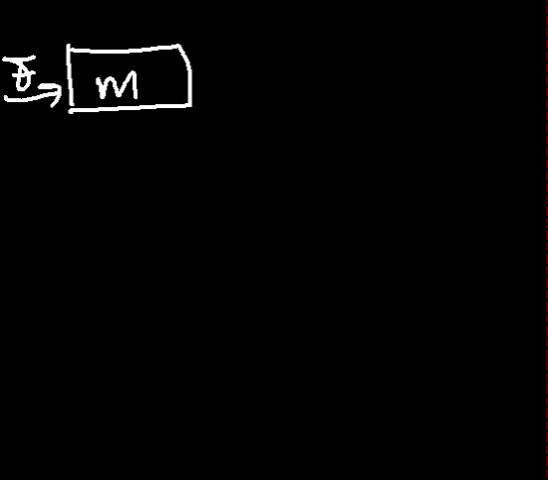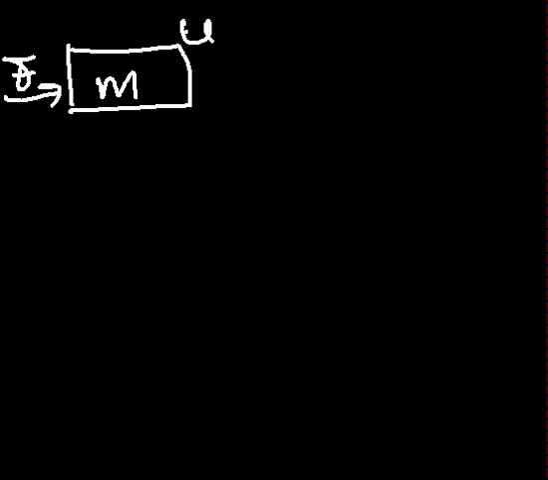Let's say we have an object of mass m, and say the object has been subjected to a force. Let's say the force given as F has been subjected onto the object in that way. Let's say initially the object has the initial velocity given as u.